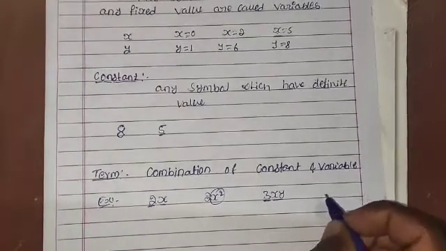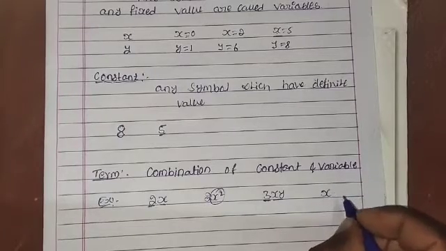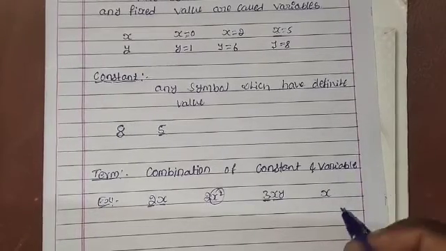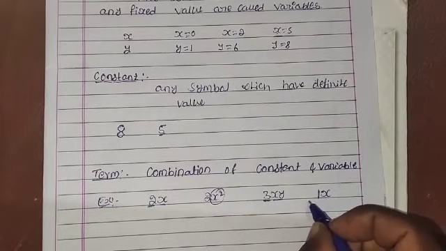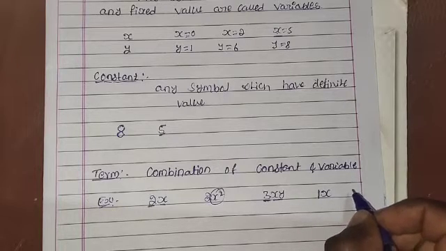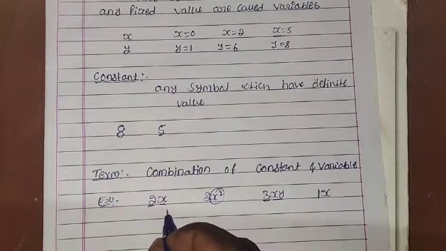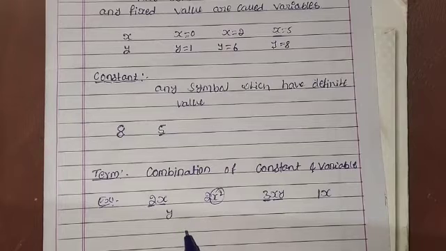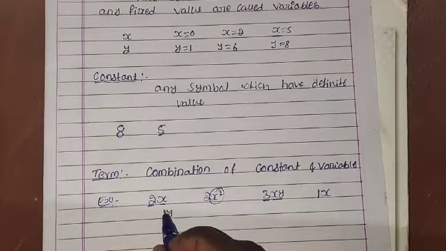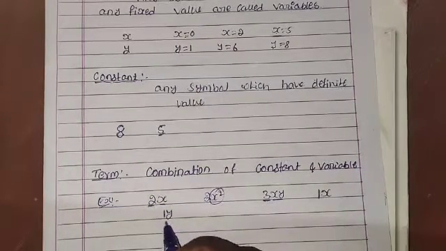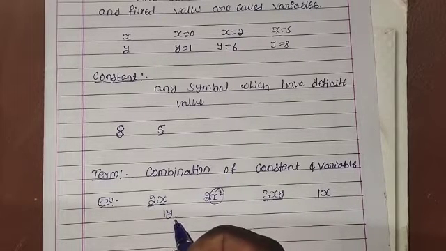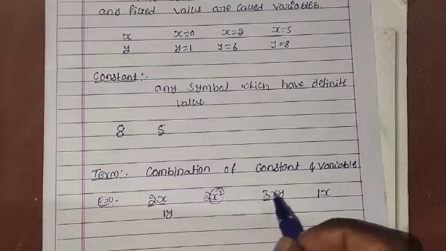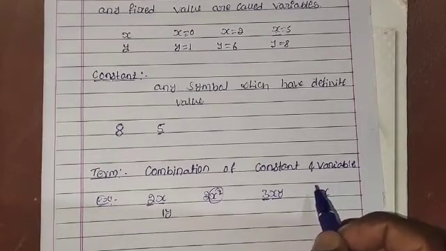For example, if we take only x, it is also a term, because here x means 1x. Here 1 is the constant and x is a variable. And y is also a term, because here we have a constant 1. y means 1y. Here 1 is the constant and y is the variable. A term means the combination of the constant and the variable.